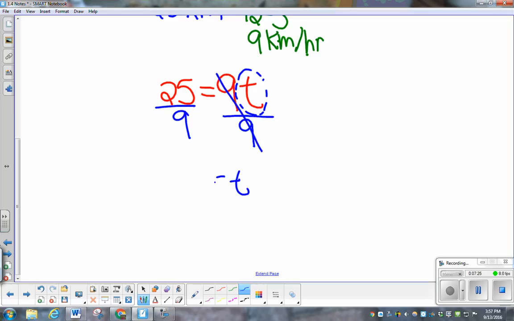We can get that t on its own if we undo that multiplication and divide by 9 on each side. So we are left with t equals, if you divide that in a calculator, which it's fine to use a calculator in this section, 2.78. And since all of our time units have been in hours, we know it's going to be in hours.